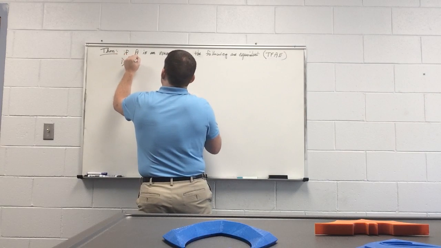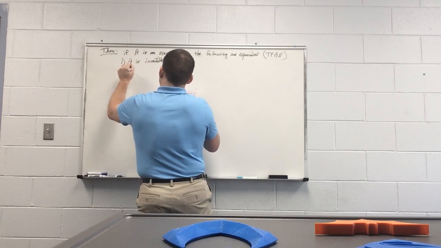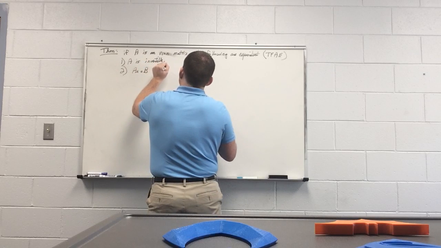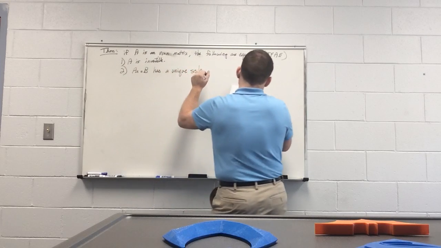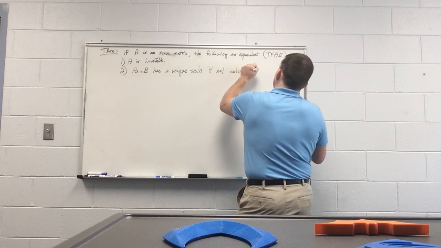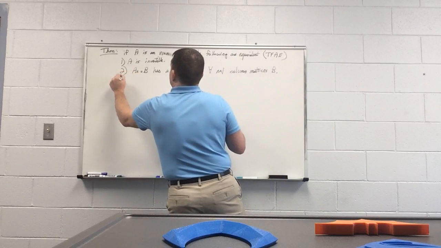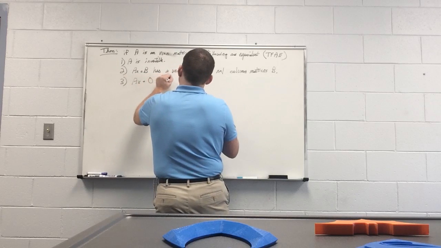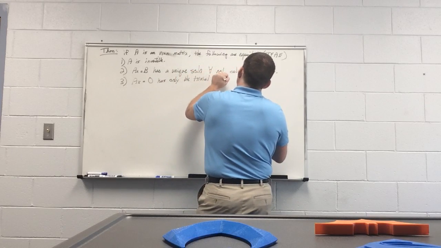1, A is invertible. 2, AX equals B has a unique solution for all n by 1 column matrices B. 3, AX equals 0 has only the trivial solution.